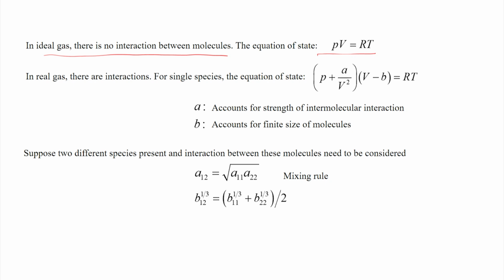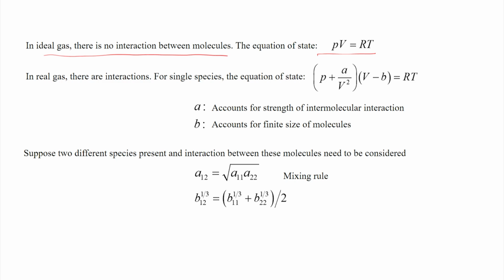However, you also know that when there is a real gas, there are interactions between the molecules. Therefore, the actual volume that needs to be considered is not V, but V minus B. So, the B quantity accounts for the finite size of the molecules. That is V minus B, and P plus A by V square, in the sense that A accounts for the interaction between the molecules.